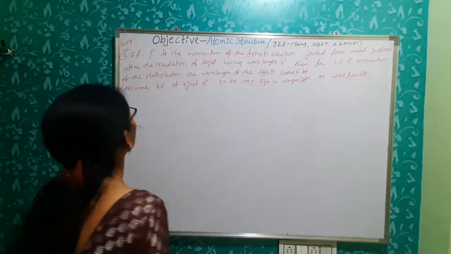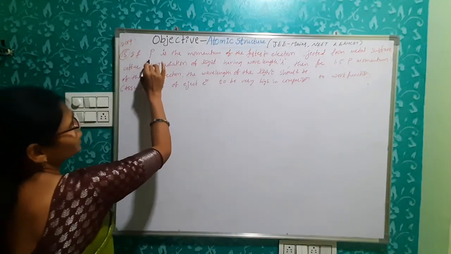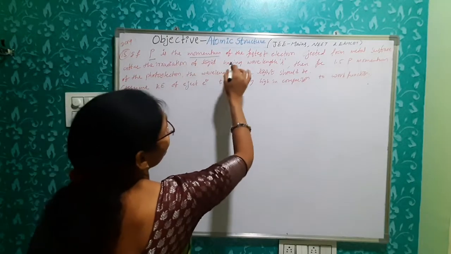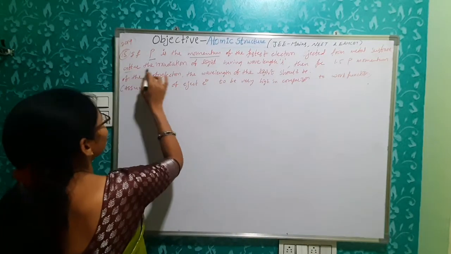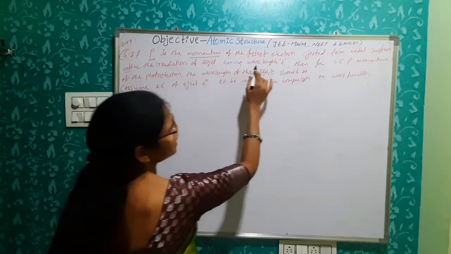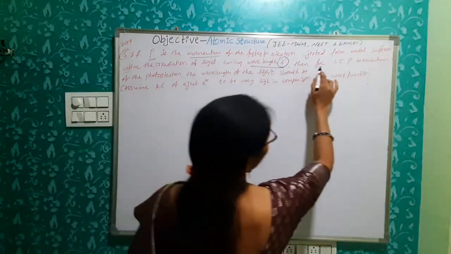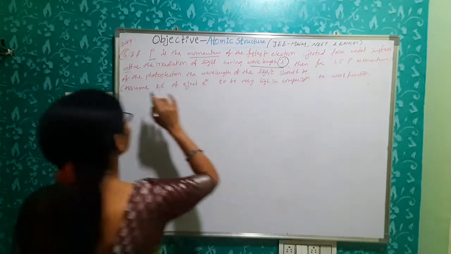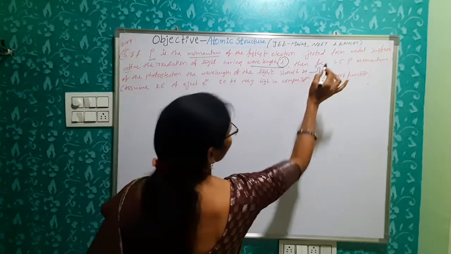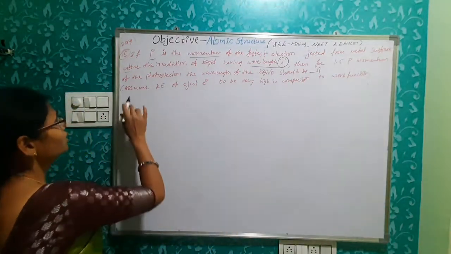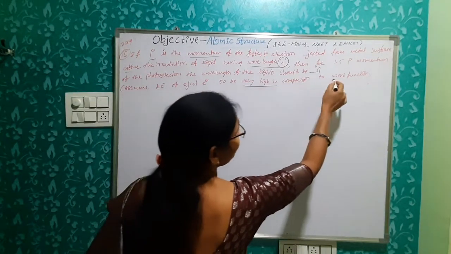Next. This is also a previous bit, 2019. If p is the momentum of the fastest electron ejected from the metal surface after the irradiation of light having wavelength lambda, then for 1.5 p momentum of the photoelectron, the wavelength of the light should be. Here, assume the kinetic energy of the ejected electron to be very high when compared with the work function.